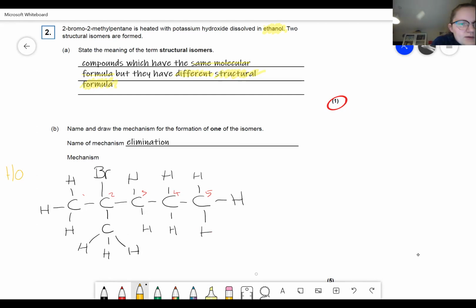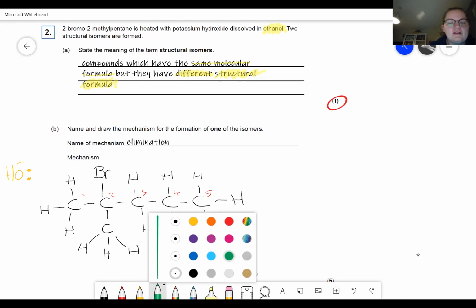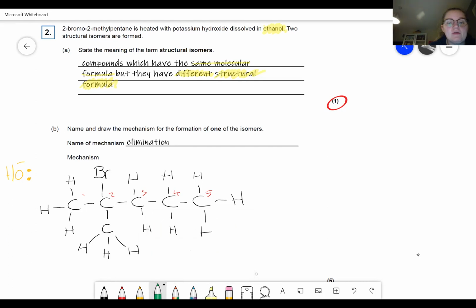HO negative, and we've got our 2 electrons on it, lone pair. So first thing we need to do, again, I'm just going to keep using different colours so we can see it nice and clear, is show where that attraction is going to happen with that hydroxide ion, where it's going to attract. Now it could attack in 2 different places, because if you remember in eliminations, they attack one of the hydrogens attached to the carbon that is adjacent to the carbon that the halogen is attached to.